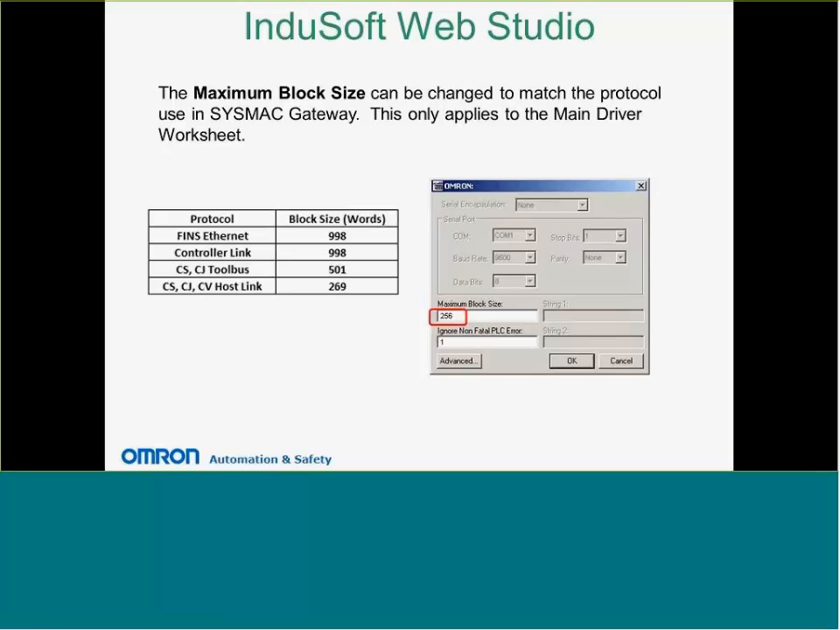But the way you'd want to set this is take a look at what Omron network you are using and choose the appropriate maximum block size based on the block size of the protocol itself. For example, FINS Ethernet has a maximum block size of 998 words. So if you were using FINS Ethernet, you would put 998 in the maximum block size. Controller Link would be the same, Toolbus would be 501 words, etc. So choosing from the chart, you can fill in the maximum block size.